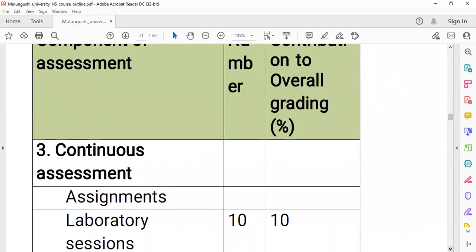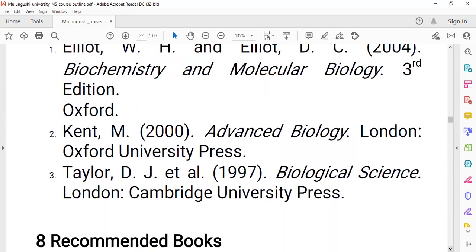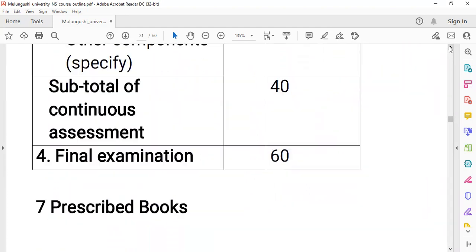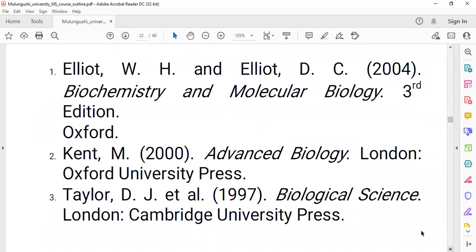Assessment is also up to 40, then the final exam out of 60. Then let's look at the prescribed books. All these books are there in your collection, so you can just comment. We have Elliot WH and Elliot DC, Biochemistry and Molecular Biology.